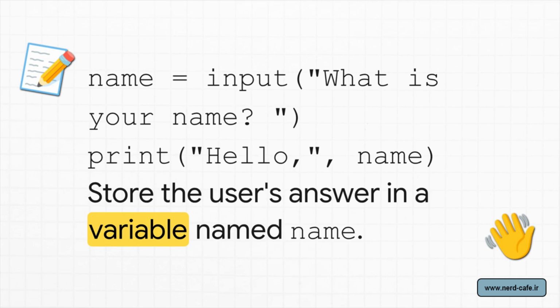Okay, look at this code. That first line, name equals input, that's where the magic is. It asks, what is your name? And then it just waits. Whatever the user types, Python grabs it and stores it in that variable we've called name. Then the second line is easy. It just prints out a greeting using whatever name it just learned.